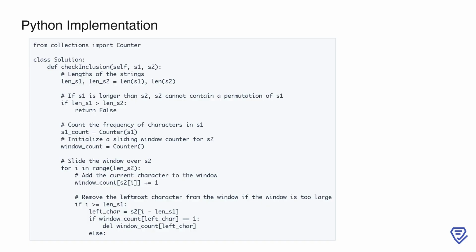We then initialize a sliding window counter to track the character frequencies in the current window of S2. Using a for loop, we iterate through each character in S2. For every character, we add it to the sliding window. If the size of the window exceeds the length of S1, we remove the leftmost character to maintain the correct window size. To do this, we identify the character that's sliding out, and if its count in the window is 1, we remove it entirely from the counter, otherwise, we simply decrement its count.